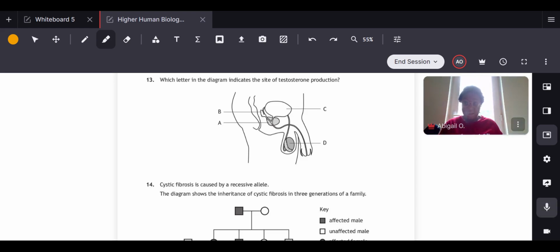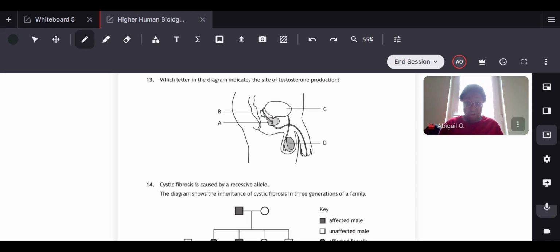Okay, question number 13. Which letter in the diagram indicates the site of testosterone production? So let's identify what these different structures are. C, that's going to be the bladder. That's where we store our pee. B, this is our seminal vesicle. And A is the prostate.